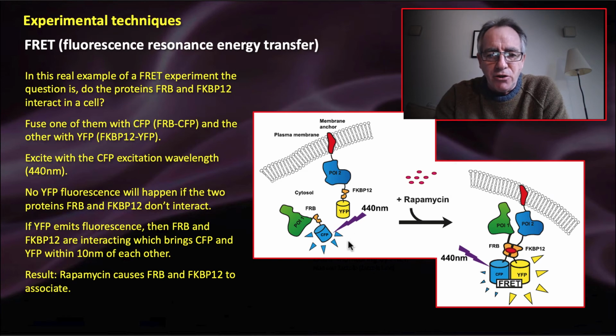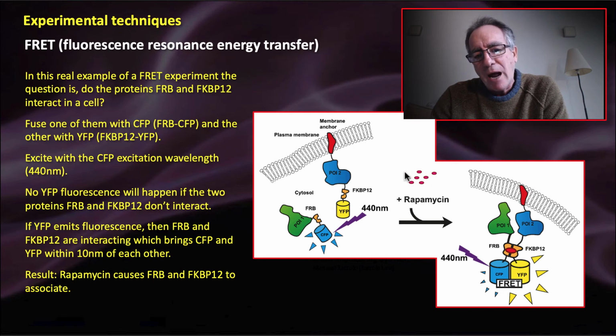Here's a little cartoon drawing of these two proteins. FRB is this little brown one here, and FKBP12 is this little brown one here. Now you notice something cute. FRB has CFP tagging it, and FKBP12 has YFP tagging it. In this situation within the cell where those two proteins don't interact with each other, we fire the 440 nanometer laser to activate CFP, and we see cyan fluorescence, but you'll notice there's no yellow fluorescence whatsoever.